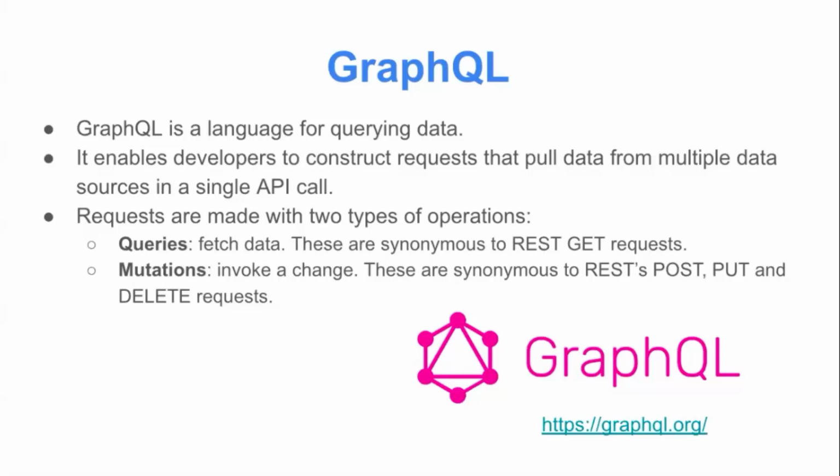So we have the queries, which are used to fetch data. And these are synonymous to the REST GET requests that we talked about earlier, which are used to retrieve information about a specific resource from a server database. And then we also have the mutations, which are used to invoke a change. And so this could be updates or creations. And so these are synonymous to the REST post, put, and delete requests.